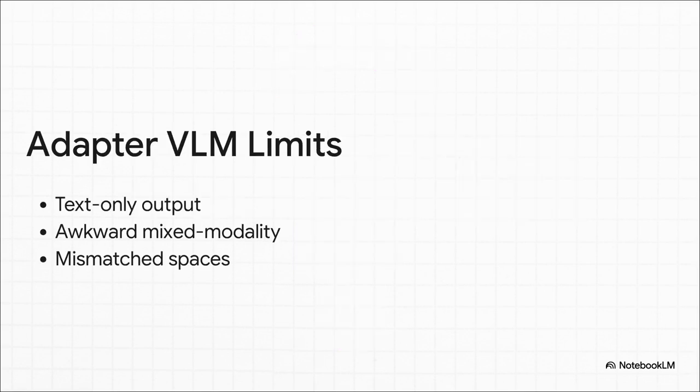Okay, let's dive into this, because to really understand the solution, we first need to look at the villain of our explainer today, the older adapter-based vision language models, things like LLaVA or BLIP-2. Treating text and images as two completely different entities basically creates three major headaches. First, the model can only consume images, not emit them, so the output is stuck entirely in a text-only world.